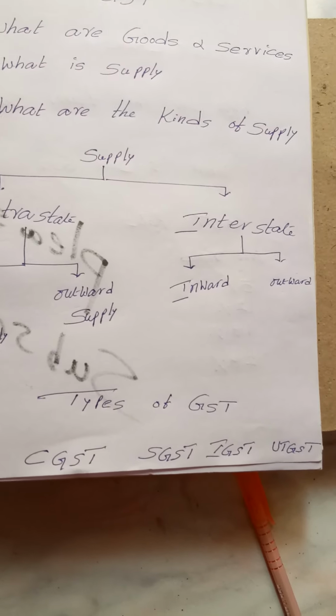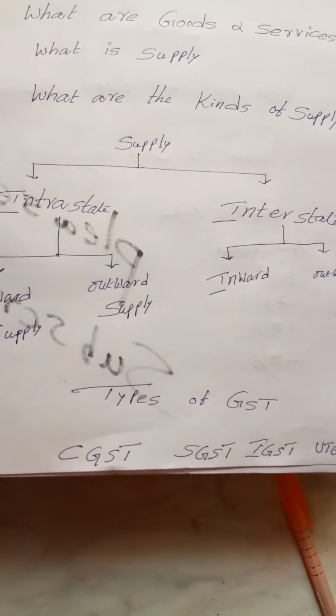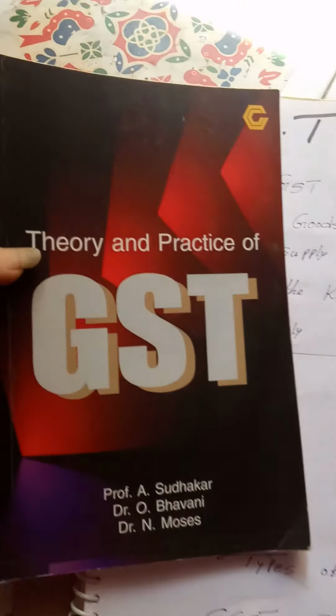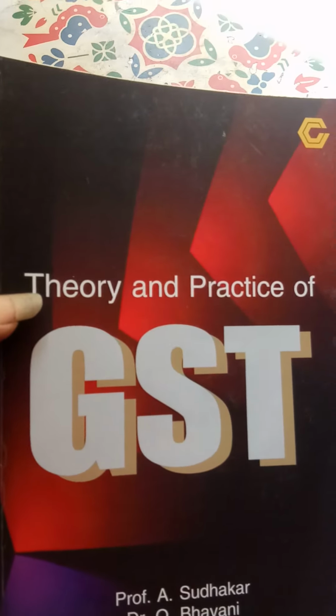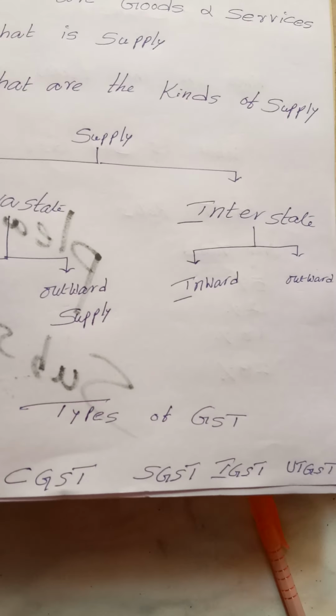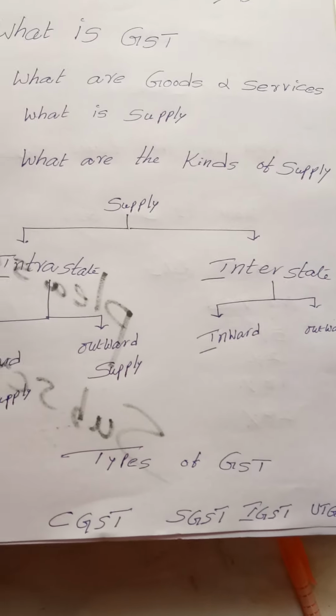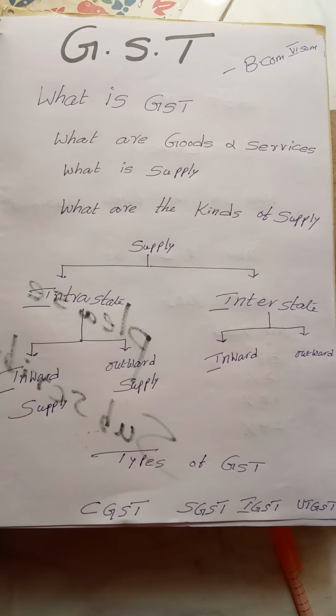My dear students, in GST, there are various types like CGST, central government GST, and state government GST, and IGST, integrated GST, and UTGST, for union territories. In case of state, union territories will come. See, my dear student, this is very important to learn.